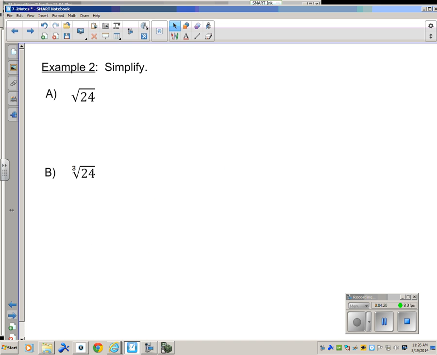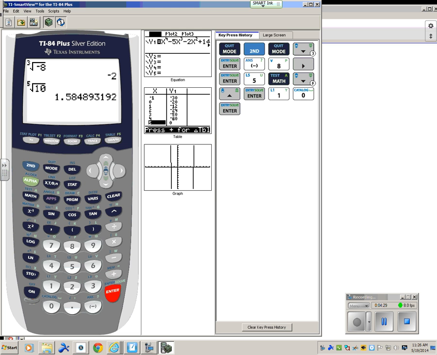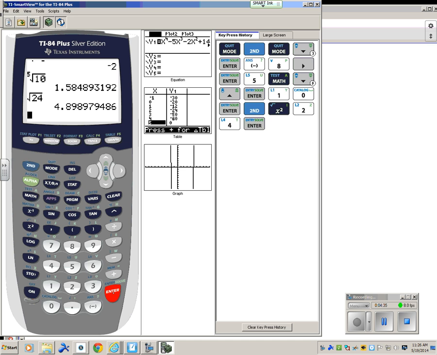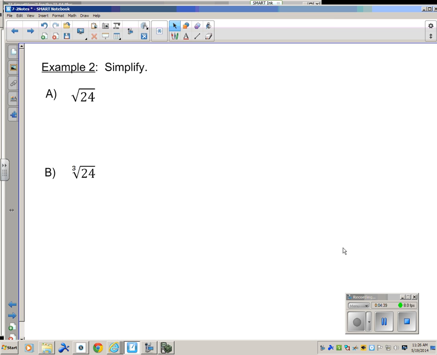So letter A here says to simplify these. We want to break these down. If you try to do the square root of 24 in your calculator, the square root is right above the x squared, so I could do the square root of 24. It comes out to be some decimal, so not a nice exact answer. So let's go ahead and break this down.